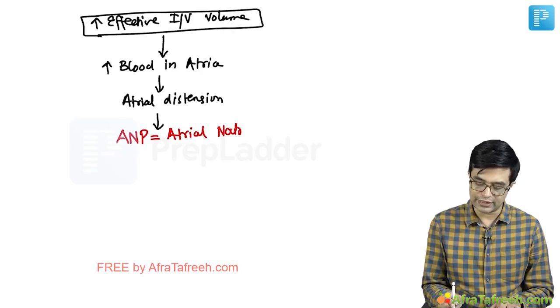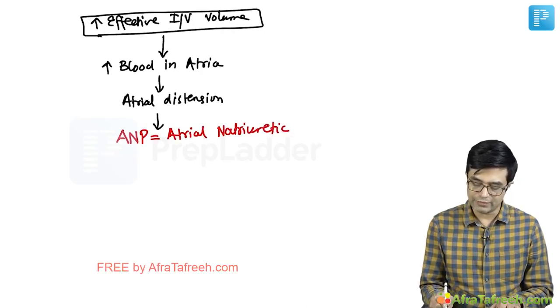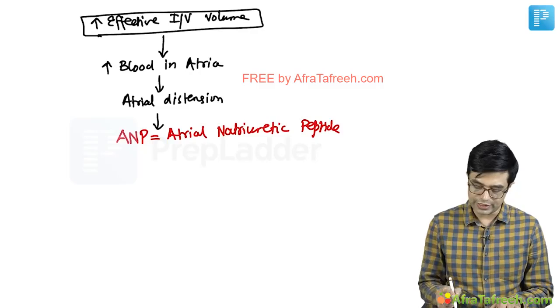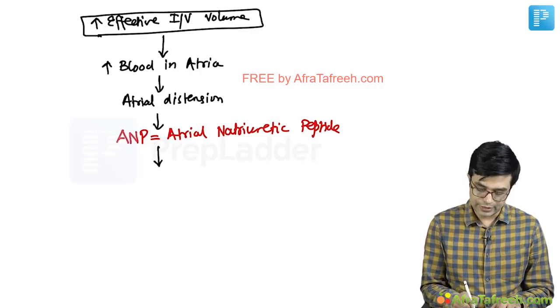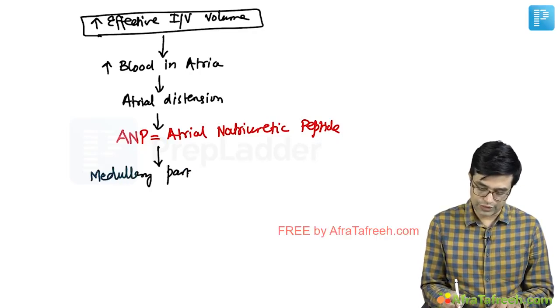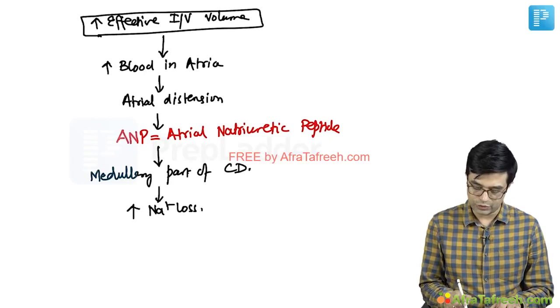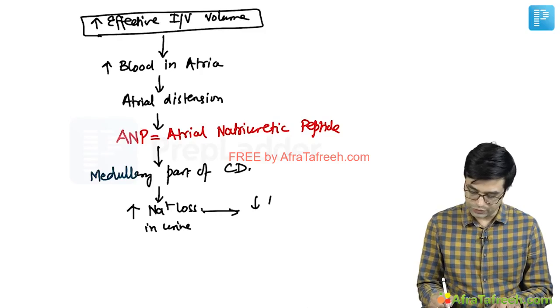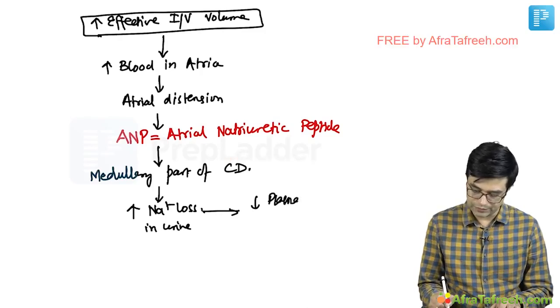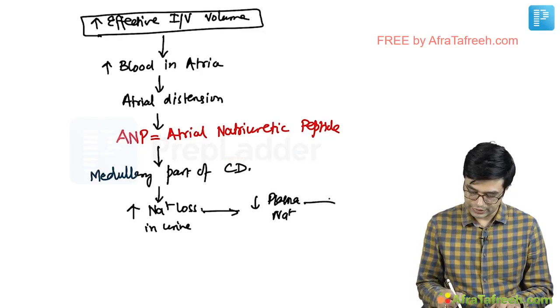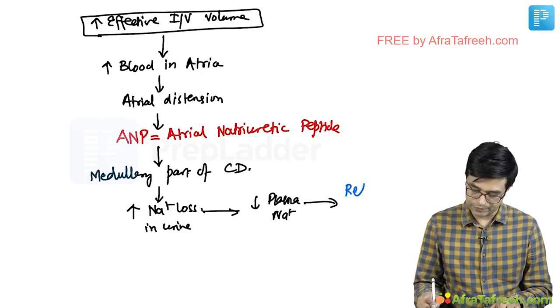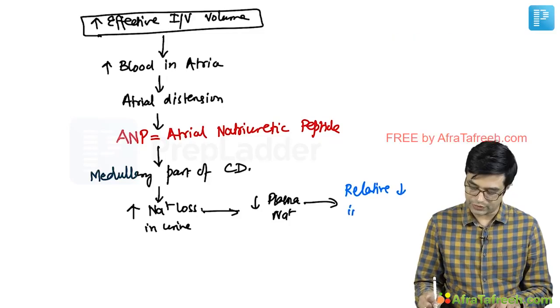The name itself is saying: natri means sodium, uretic means in the urine. So atrial natriuretic peptide will act on the medullary part of the collecting duct and it will act to increase the sodium loss in urine. So it will reduce the total body sodium, reduce the plasma sodium or serum sodium, causing relative reduction in the intravascular volume.